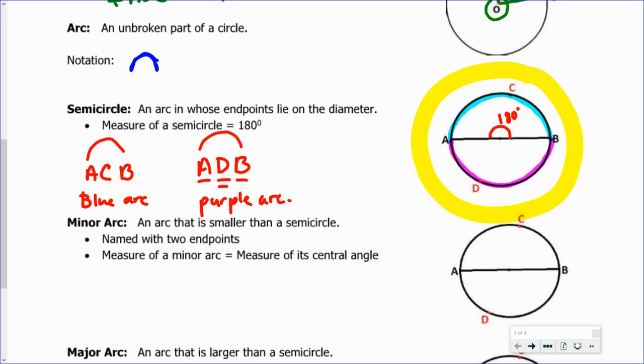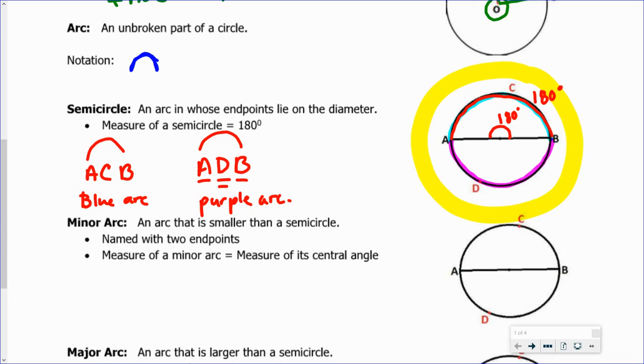So again, semicircle, an arc whose endpoints lie on the diameter. The measure of a semicircle is going to equal 180 degrees. And also the measure of that central angle is also going to equal 180 degrees as well. And we're going to talk about this further as we kind of progress through the notes.